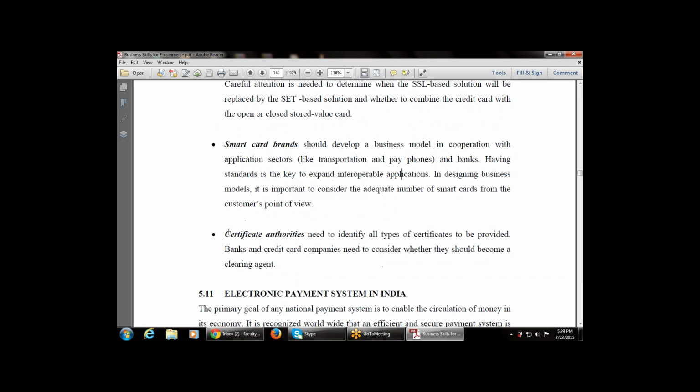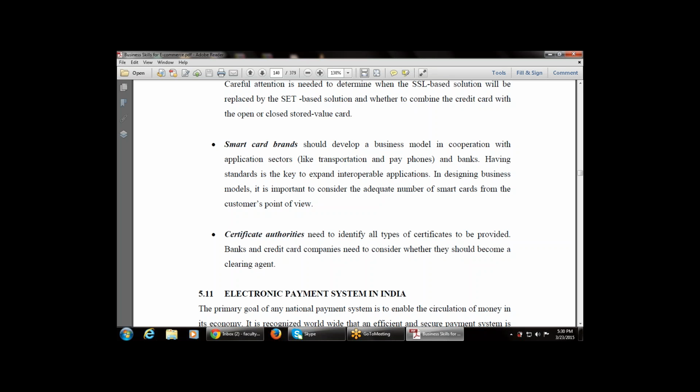The last managerial role is the certificate authorities. There must be certificate authorities that identify all types of certificates to be provided. That is also a managerial issue. Banks and credit card companies need to consider whether they should become a clearing agent or not. They must be clear whether they become a clearing agent, which must be used with the clearing agency. That is the certificate authorities.